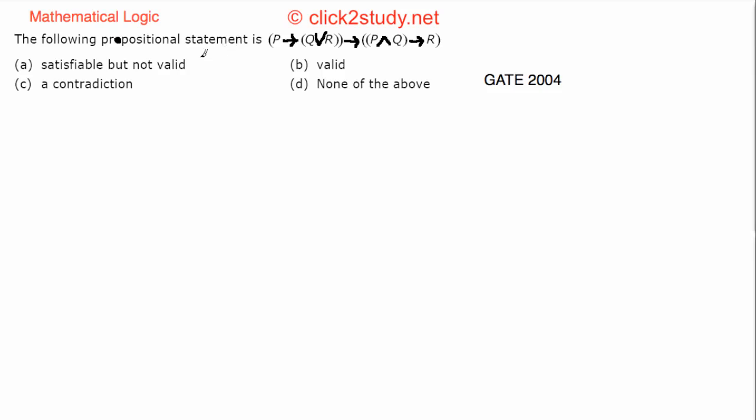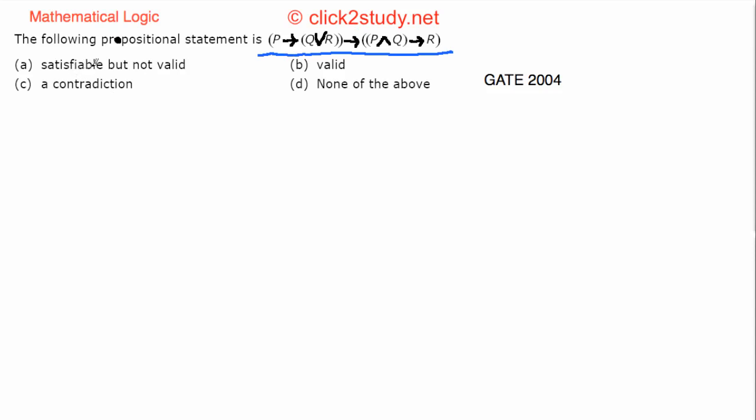Okay, so the question is: the following propositional statement. This is the propositional statement that is given to us, and we have to tell whether it is satisfiable but not valid, or valid, or a contradiction, or none of the above. We have to apply whatever we know about mathematical logic and tell whether it's satisfiable.